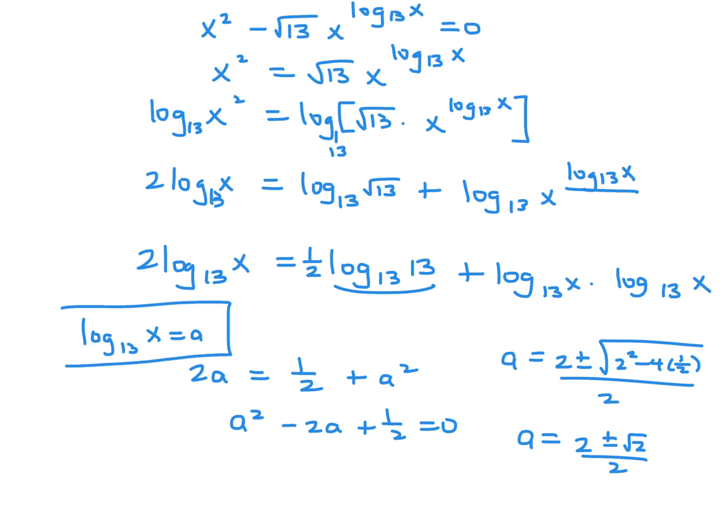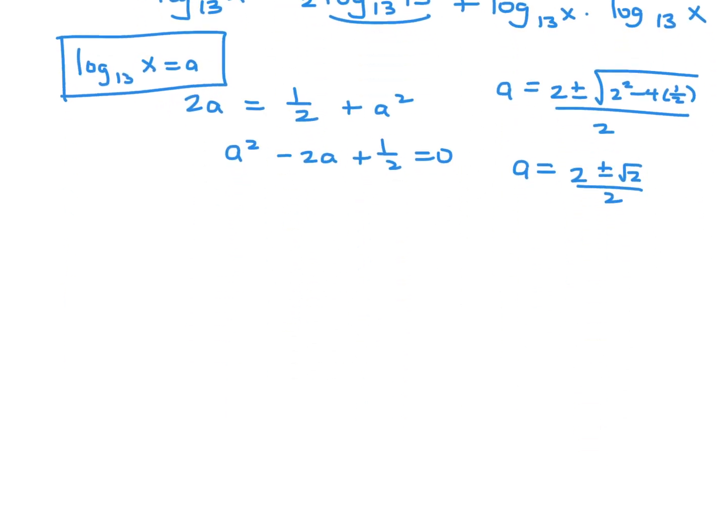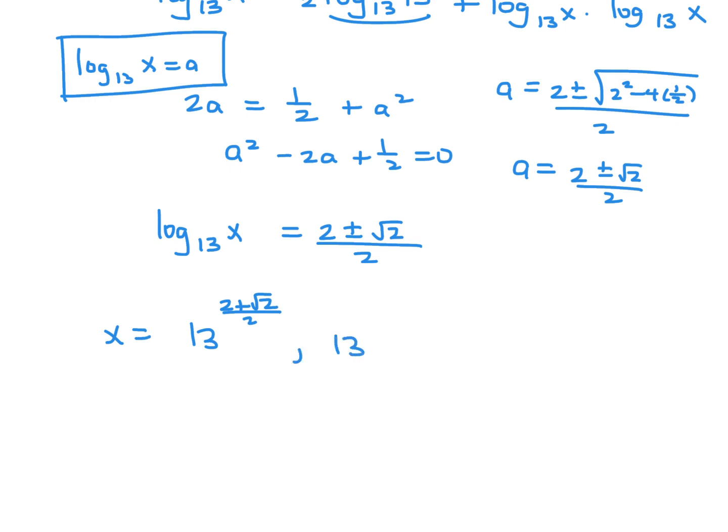So let's keep in mind that's a. So that means that the log of x to the base 13 is equal to 2 plus or minus root 2 over 2. So that means 13 to the power of 2 plus root 2 over 2 is x, or 13 to the power of 2 minus root 2 over 2 is x.